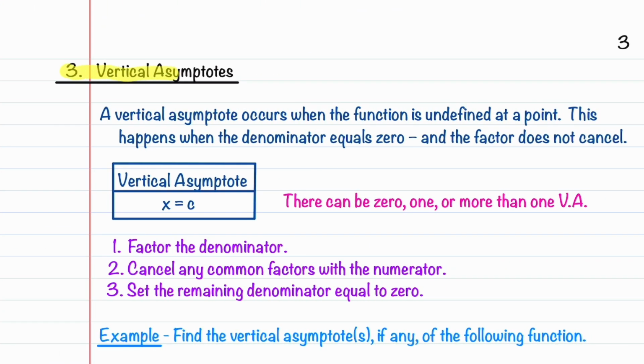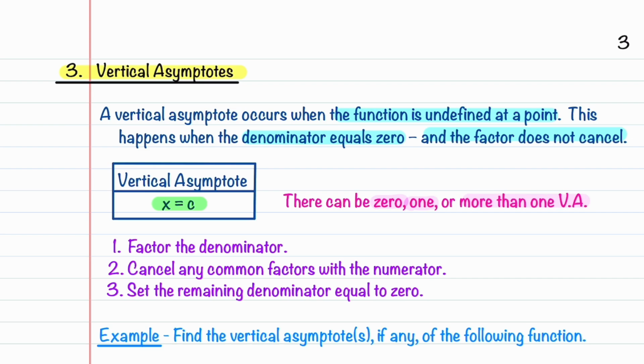Let's now learn about vertical asymptotes. A vertical asymptote occurs when the function is undefined at a point. This happens when the denominator is equal to 0 and the factor does not cancel. I'll show you exactly what this looks like. The equation for a vertical asymptote is x is equal to a constant, and for any rational function, there can be 0, 1, or more than one vertical asymptote.